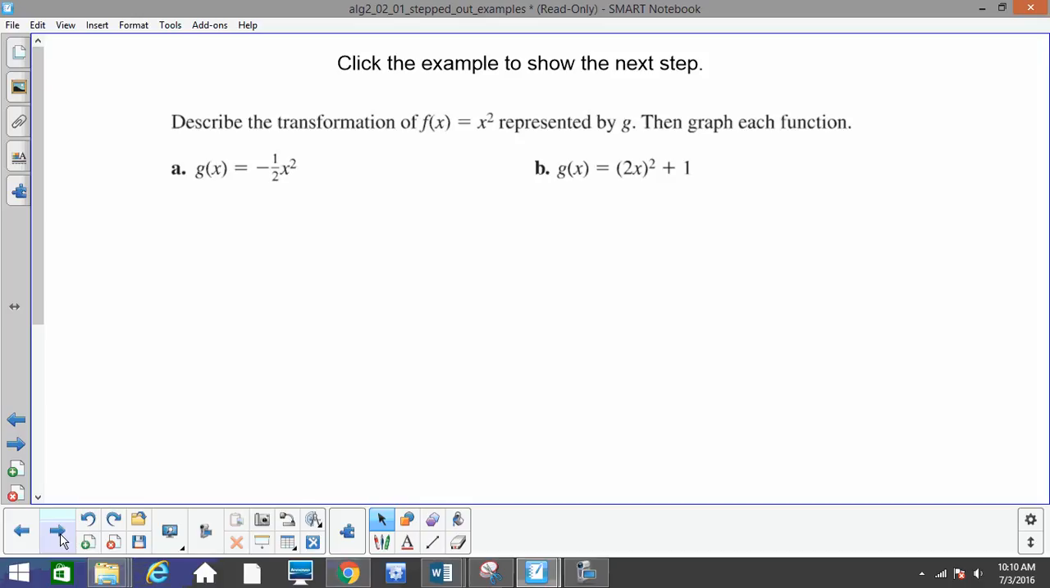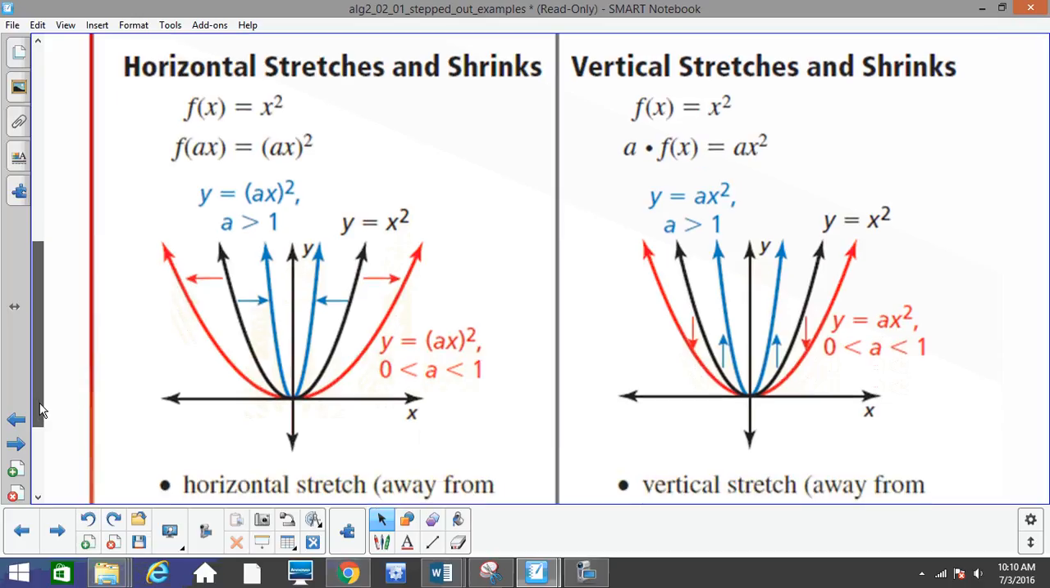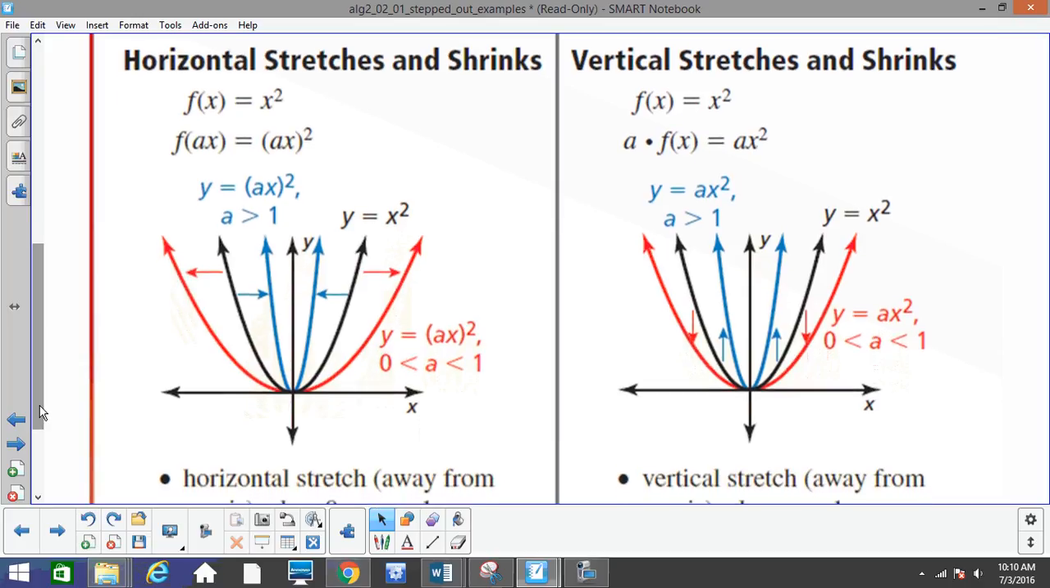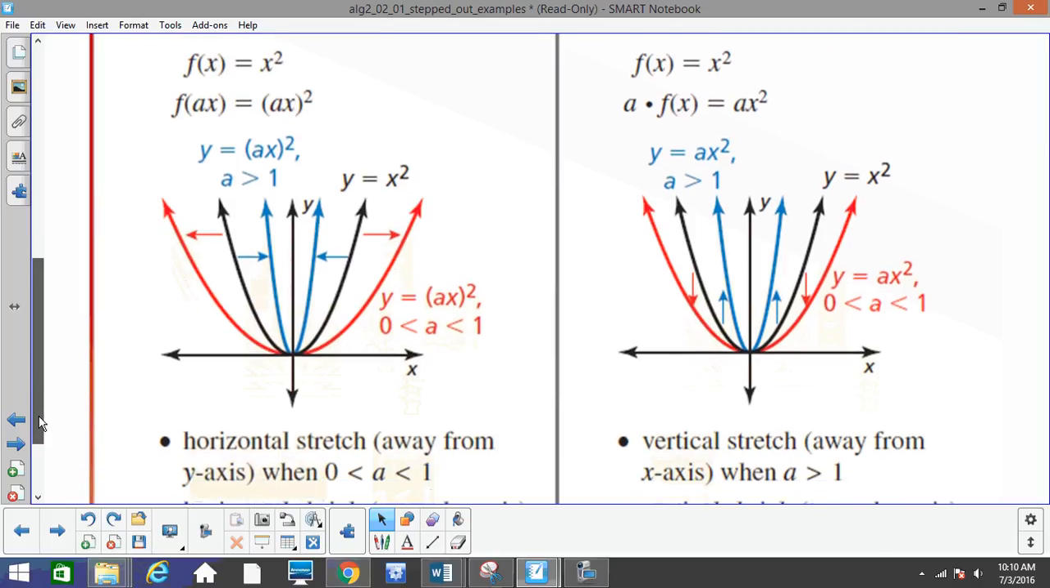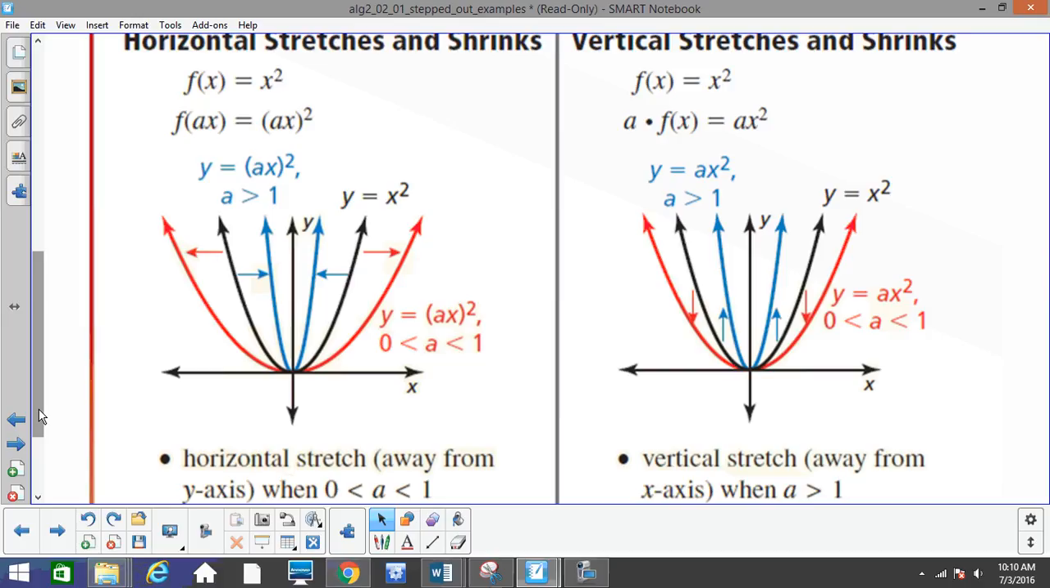So, oops, did I cover everything on that one? We've got some horizontal shrinks and vertical stretches. I forgot to cover that part. Again, you might want to take a second and pause and write some of this down.